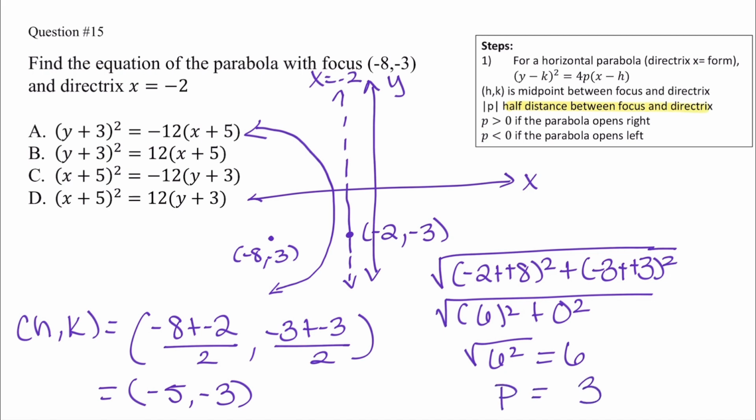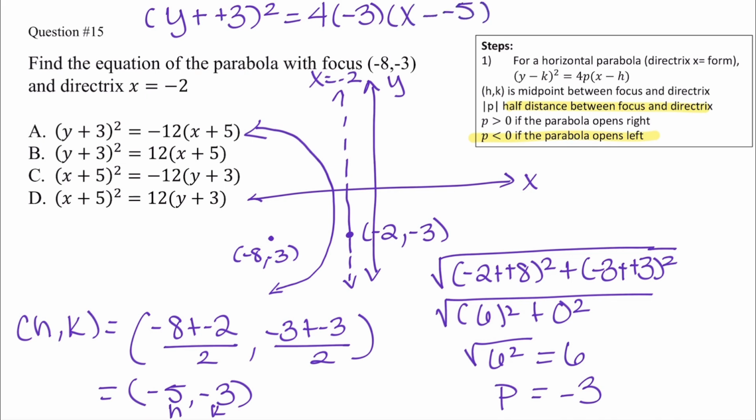And remember, if the parabola opens to the left, P is going to be less than 0. So P is going to be negative 3. So now we have y minus, and let's see, this is h and k. So y minus negative 3 squared equals 4 times p, which is negative 3, times x minus negative 5. So minus negative becomes plus, so we have y plus 3 squared equals negative 12 times x, and that's going to become a plus, so we have x plus 5. So that is going to match answer choice A.